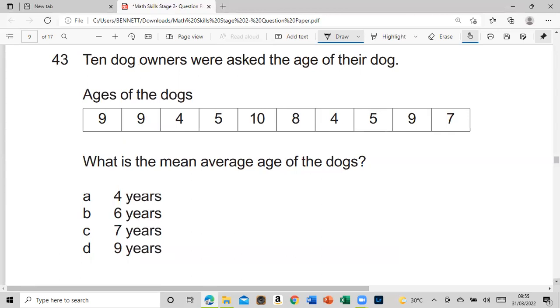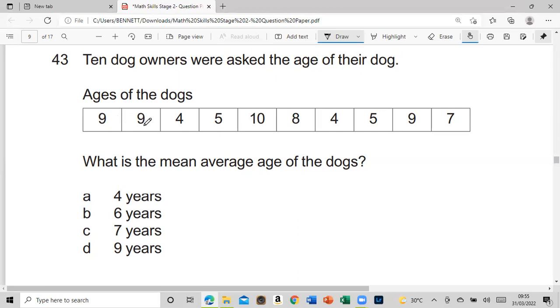Alright, 10 dog owners were asked the age of each of their dogs. So 9, 9, 4, 5, 10, 8, 4, 5, 9, 7. What is the mean average of the dogs' ages? Oh Lord, that is so stressful. Alright, so we're going to just add up all of the numbers here to get the mean, or the average. Alright, so 9 and 9, 18.